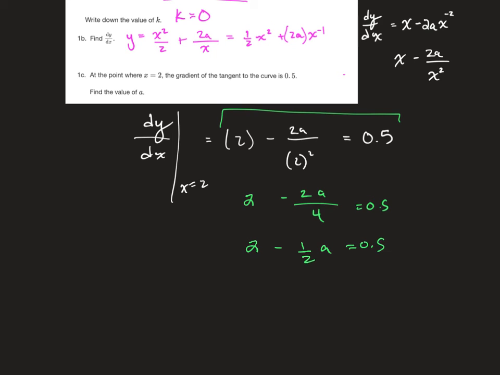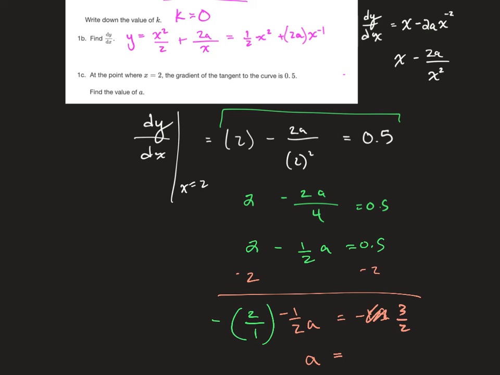Equals 1/2. If we subtract 2 from both sides, we get negative 1/2 a is equal to negative 1.5, which means that a, if we rewrite this as 3 over 2, we multiply by negative 2 over 1. That gives me a 1 over here, and those 2's simplify, those negatives simplify, and I just get a is equal to 3. Cool? Let me know if you have questions about question 1.